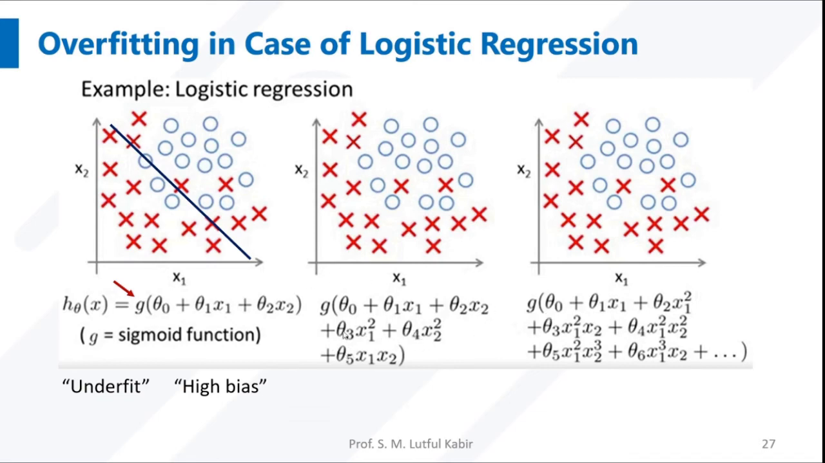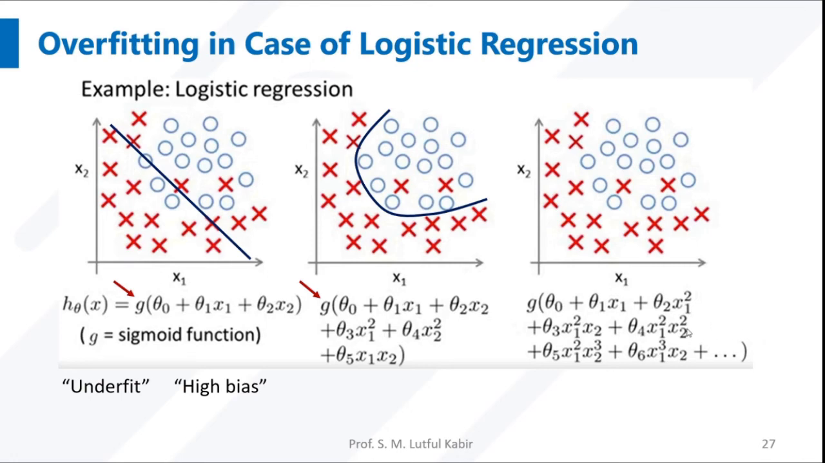If you include the quadratic terms, for example, theta 3 x1 square, theta 4 x2 square, theta 5 x1 x2, so if you add these terms to the linear term, then the sigmoid function will be different and the decision boundary will be nonlinear, like this one, for example. And this is not bad.